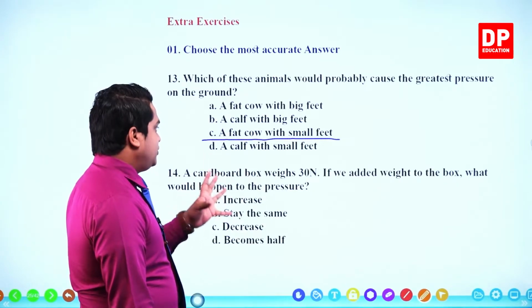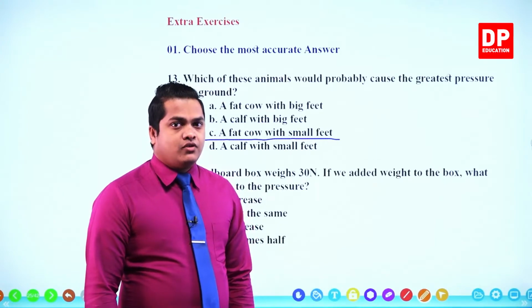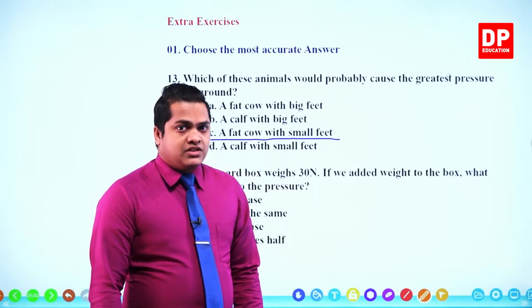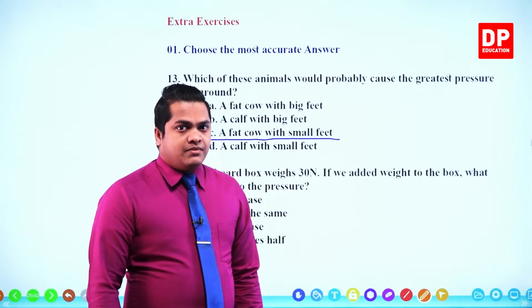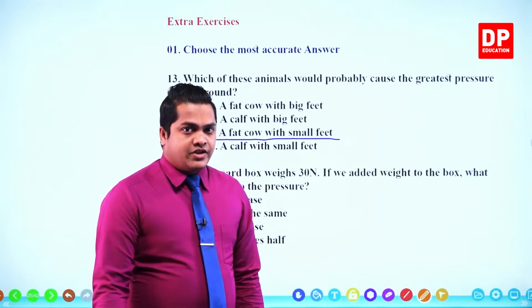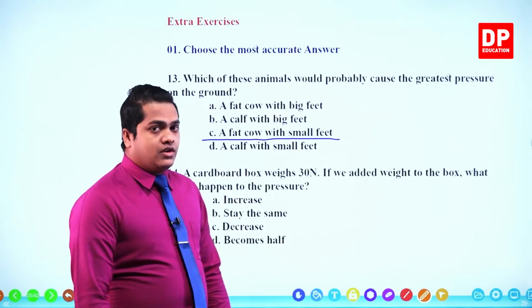Then the calf, you know that calf has a less weight. So therefore, from these four animals, the best answer that exerts a greater pressure is the third one, fat cow with smaller feet.